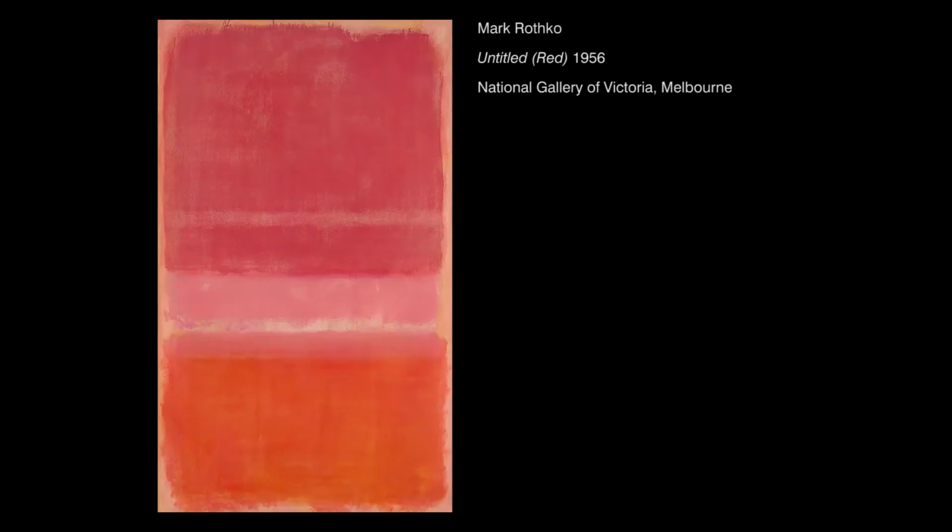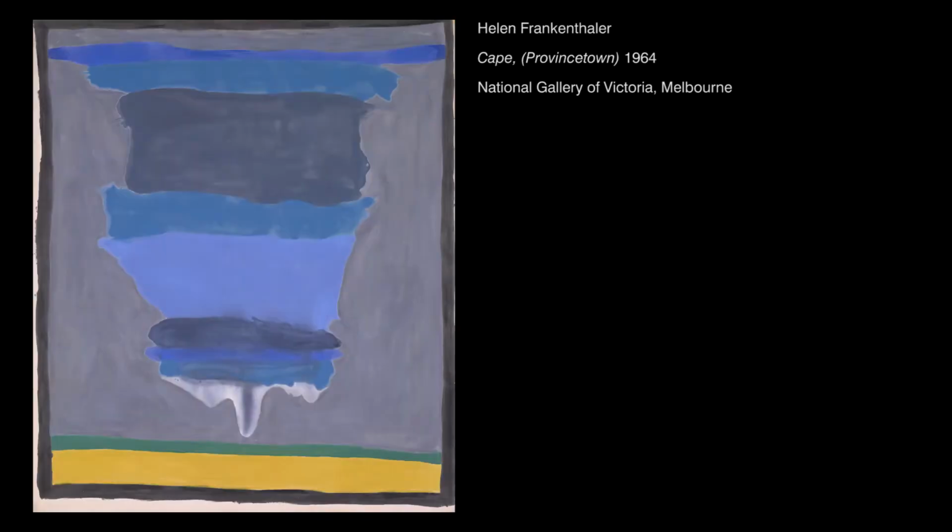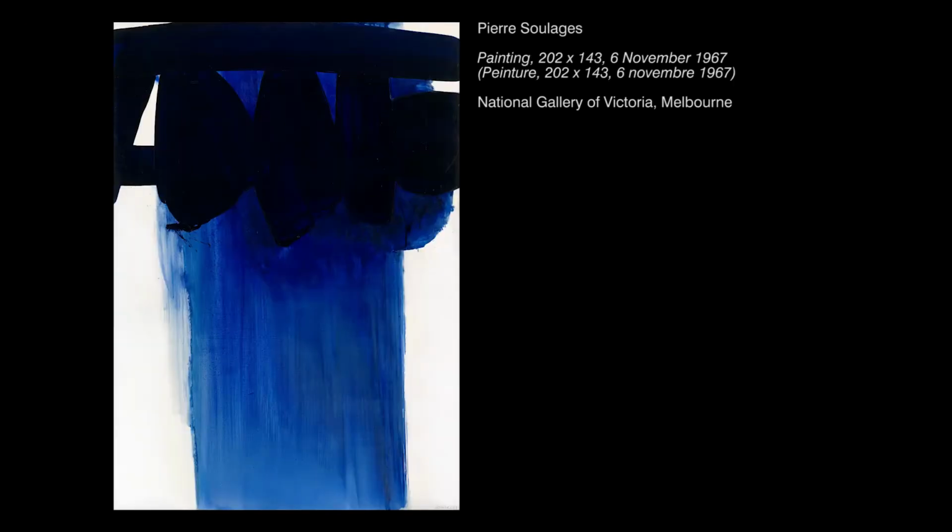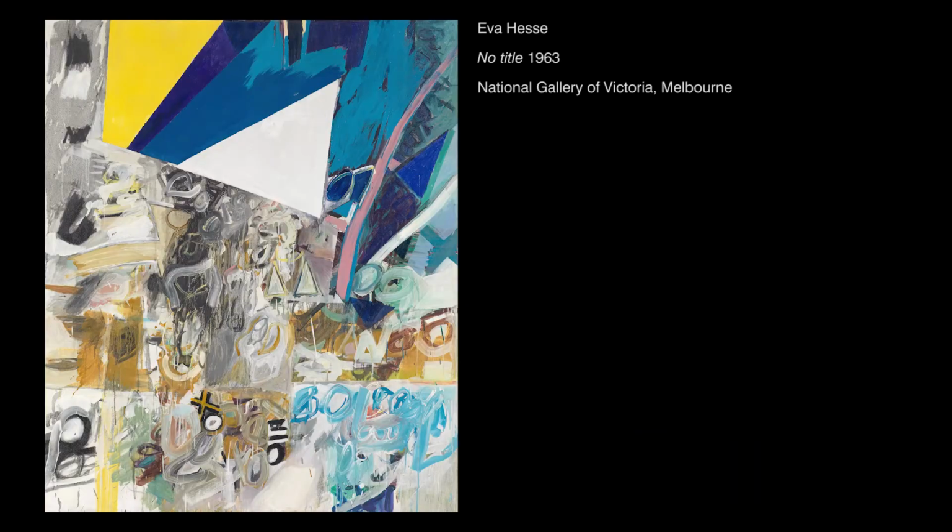The paintings I have selected are Mark Rothko's 1956 painting Untitled Red, Helen Frankenthaler's 1964 work Cape, Provincetown, Pierre Soulages's painting 6 November 1967, Lee Krasner's Combat 1965, and Eva Hesse's painting titled No Title from 1963.